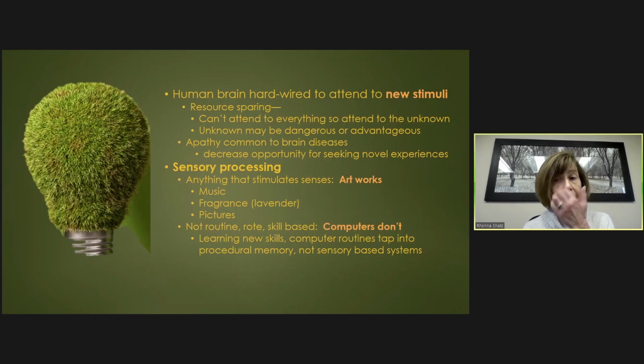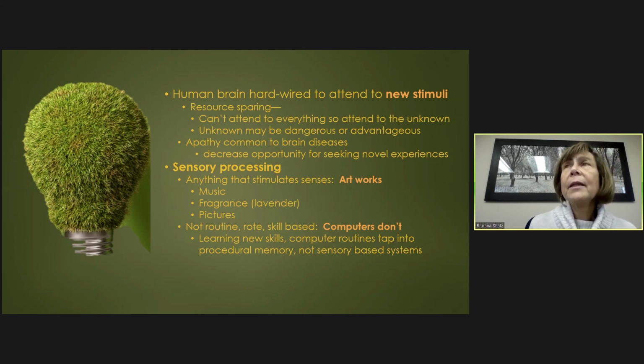So when we look at how we should organize brain activities, we want to be focused on things that directly feed into that sensory default network that underlies memory. And that means anything that stimulates our senses is important. So art works. We want to really avoid things that are routine or rote or skill-based, like Sudoku or brain games. So that's why they don't feed into this network underlying memory. They feed into the executive network and are not sensory-based.